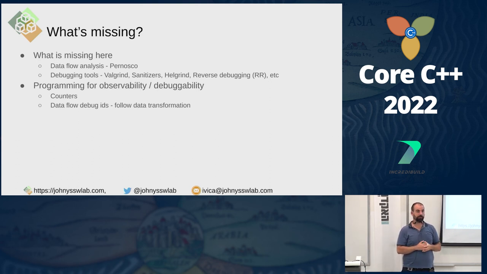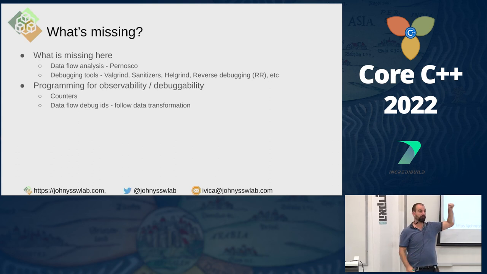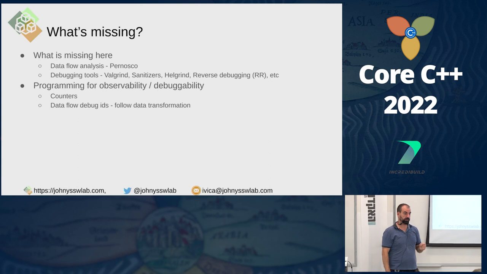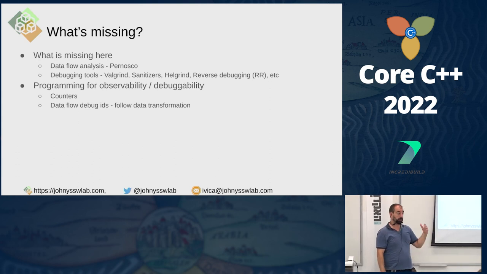Pernosco is a really nice tool. You record the behavior of the program and it generates a visual report, and you click on your bad value and then you see how it moved from one variable to another, from one register to another. So it's really useful for debugging this kind of stuff.